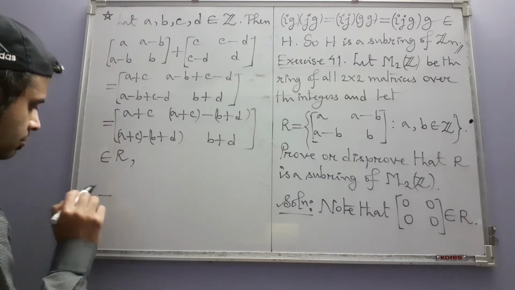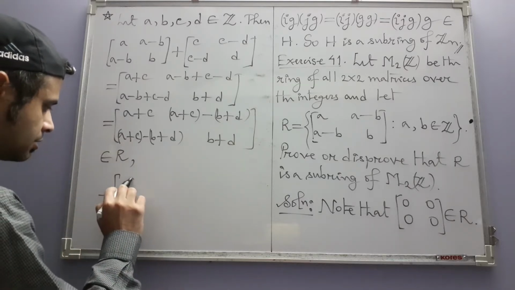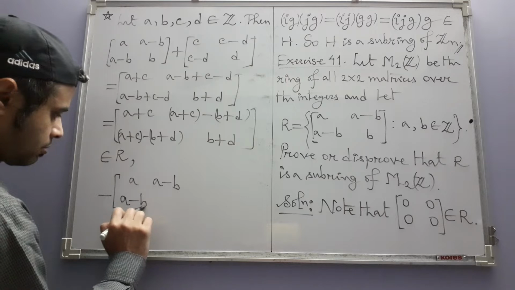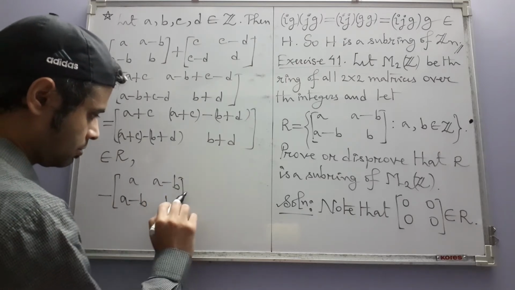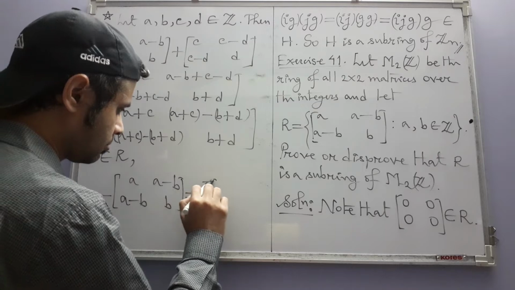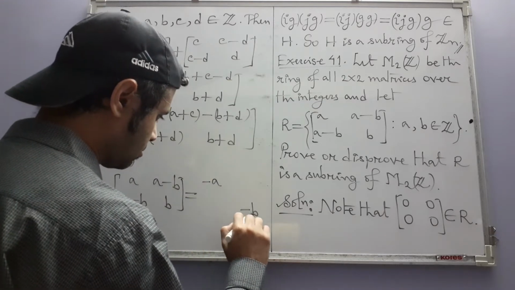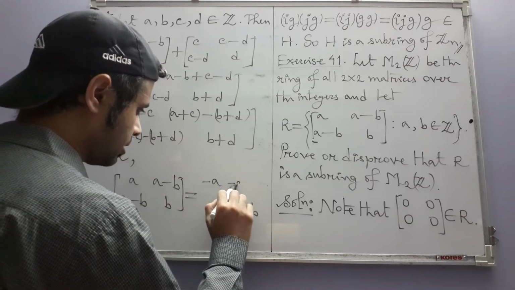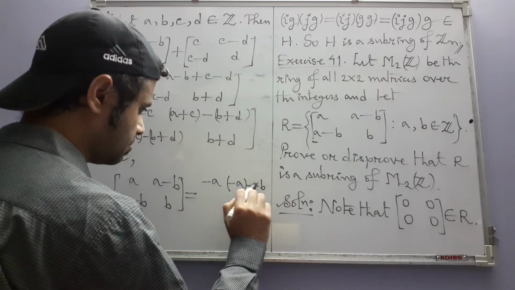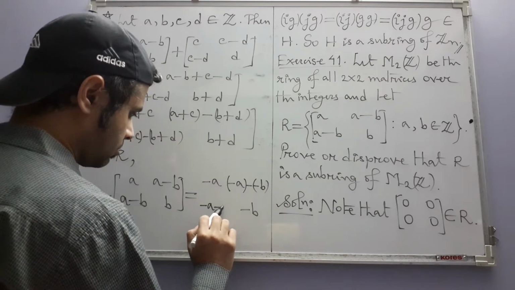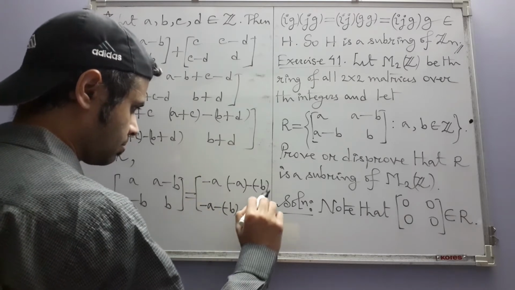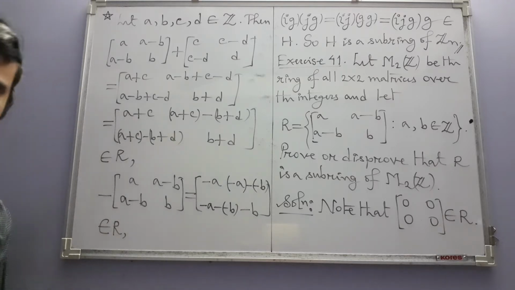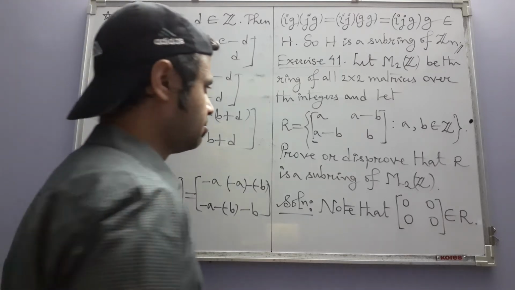Then the additive inverse of one of these matrices is minus A minus B. Now this is going to be B minus A, so which we can also write as minus A minus minus B. This belongs to R. And what happens if we multiply these two matrices?